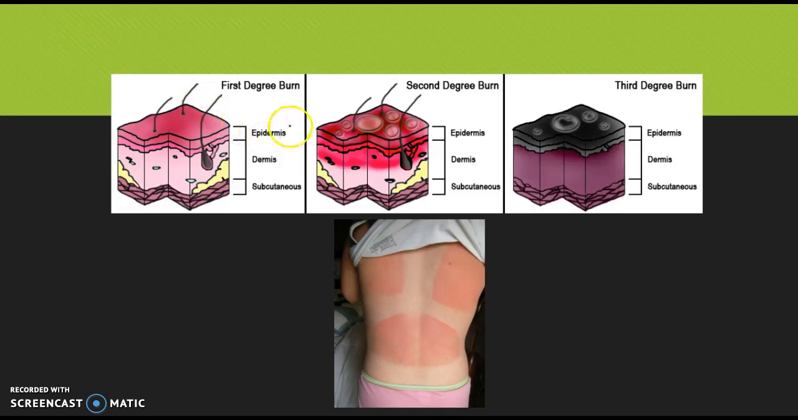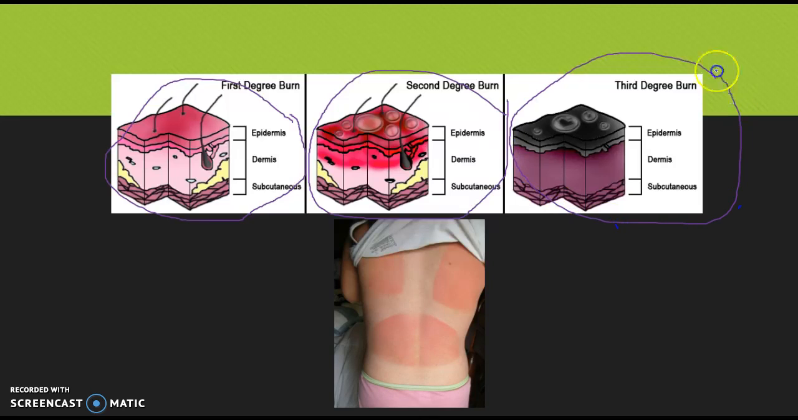So we have our first degree burns, which affect just the epidermis. The second degree burns are going to be the epidermis and the dermis. And then your third degree burn is going to be the entire thickness of the skin with that black and gray skin. Down here would just be an example of a first degree burn.